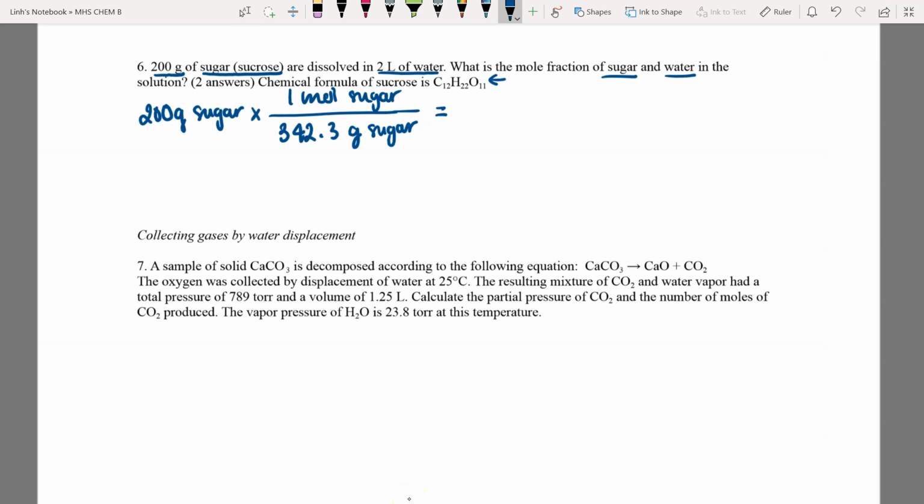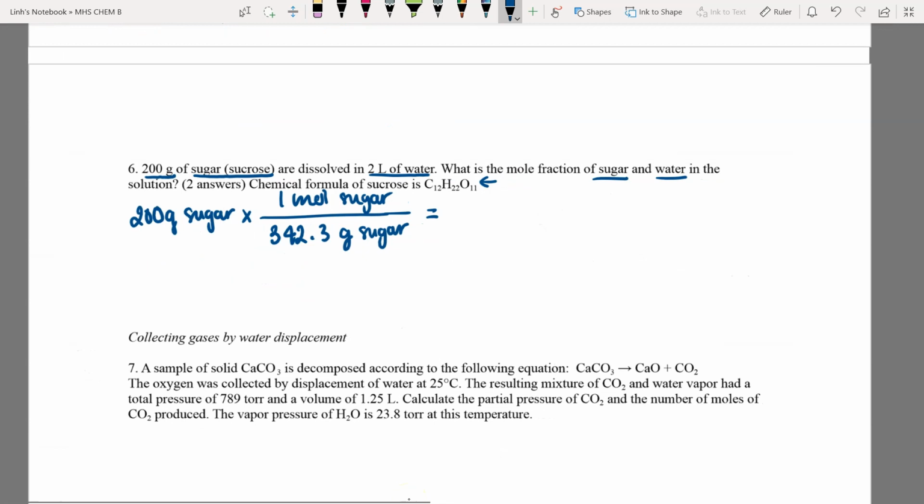Then you should get an answer of 0.5843 moles of sugar. And then you're going to do the same thing for a liter of water, but I want you to pay attention to what I'm doing with water. I was given 2 liters of water, and then I want to convert it to moles.